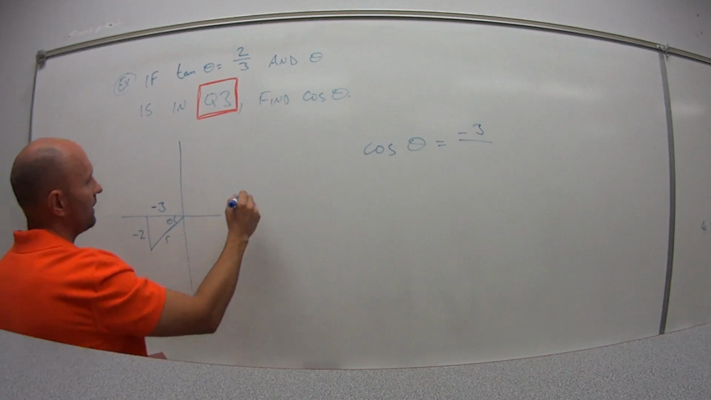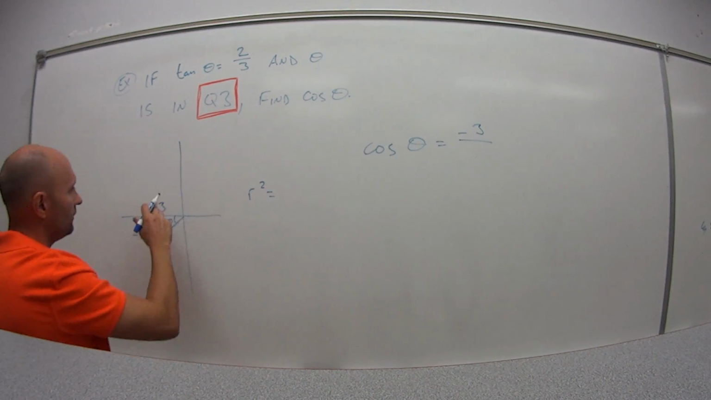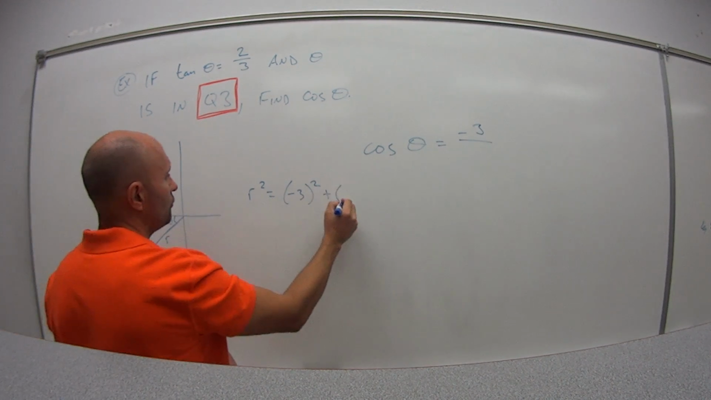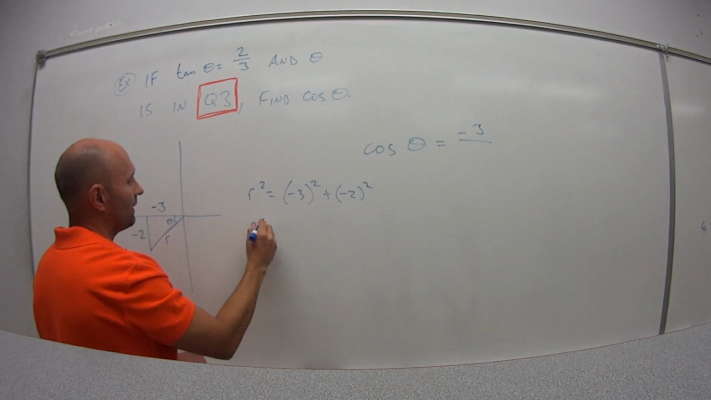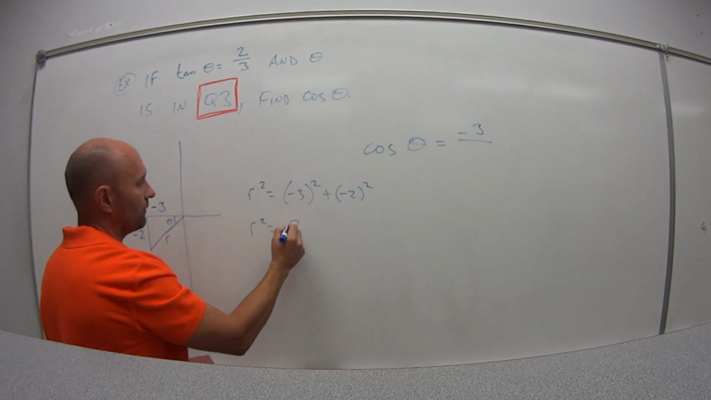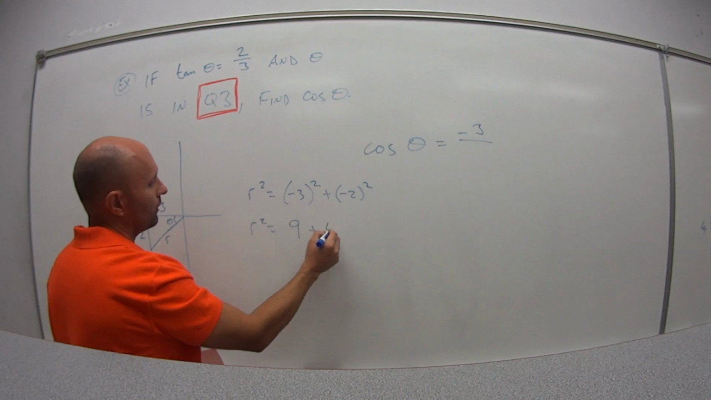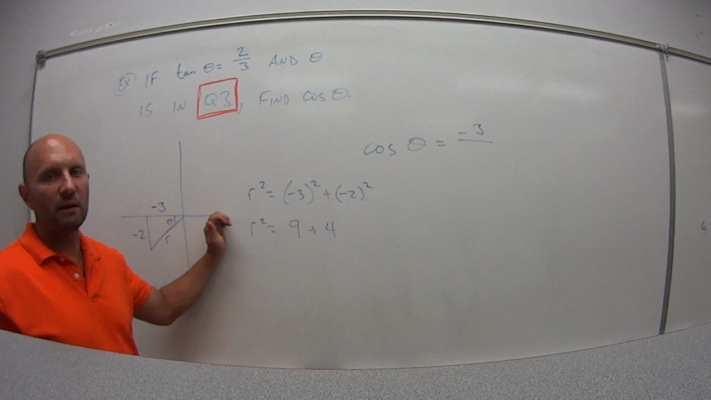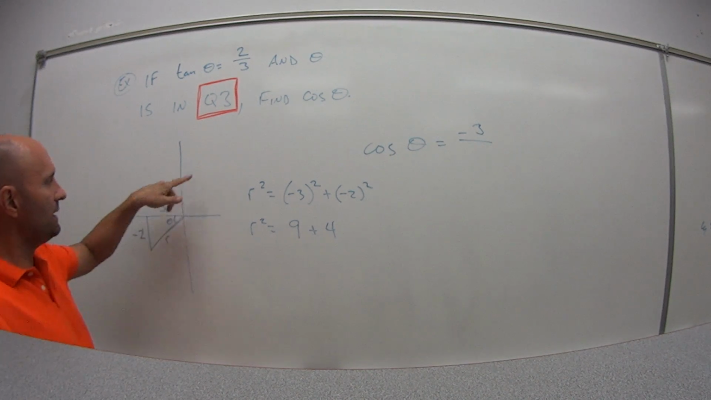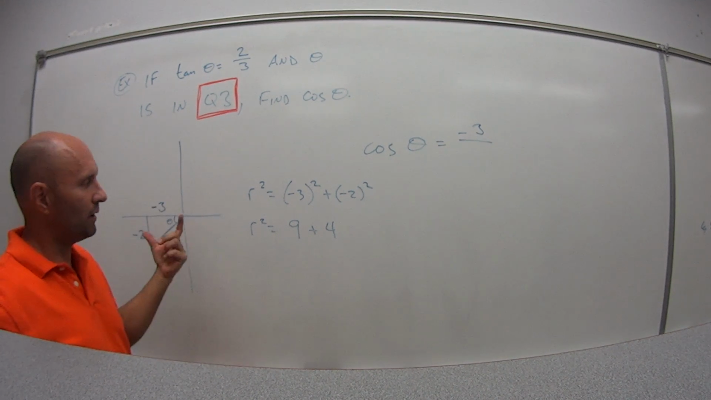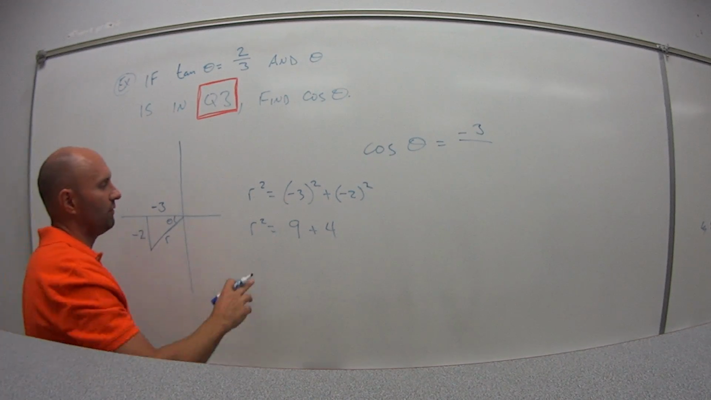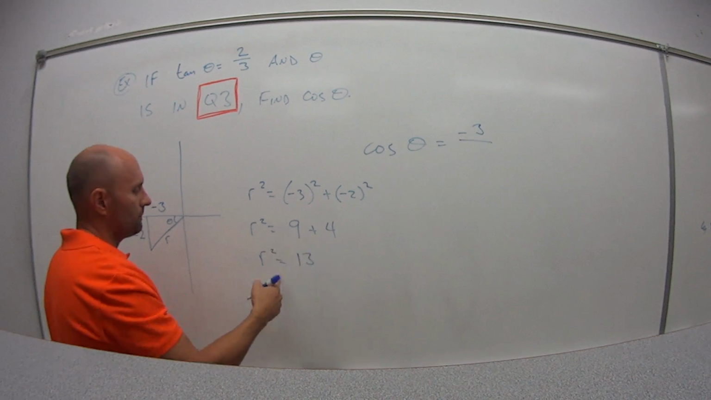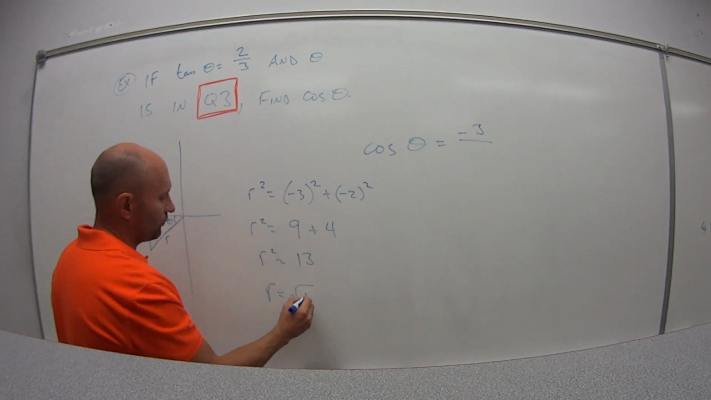So if I call this side r, then I have r squared is x squared, which is negative 3 squared, plus negative 2 squared. So I have r squared is negative 3 squared is 9, negative 2 squared is 4. So you can see the negative signs are gone. R is always going to be a positive value. X and y could be negative depending what quadrant we're in, but r is always going to be a positive value. So that means r squared is 13, 9 plus 4, so r is equal to the square root of 13.